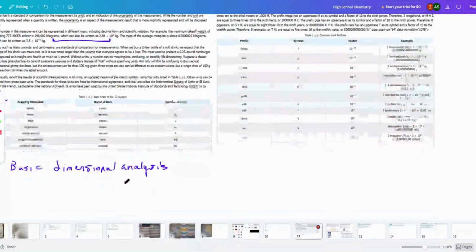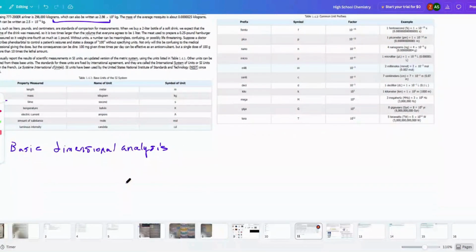Okay, so with basic dimensional analysis, for example, if we measure something like density, this is really the reason why we use SI units, as we call them, right?